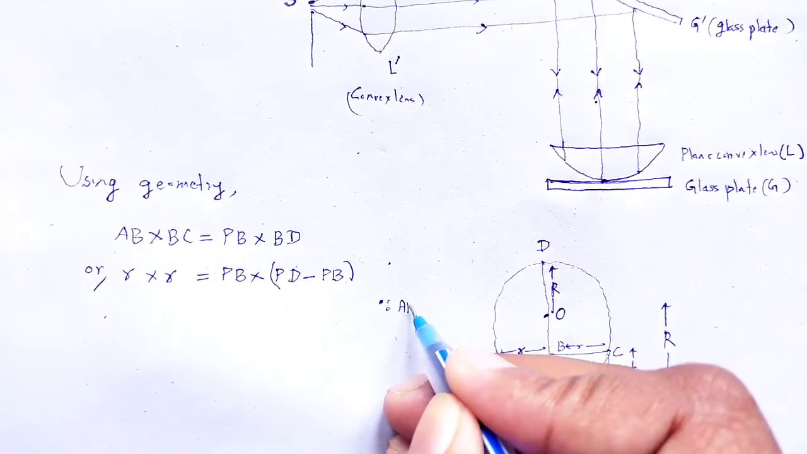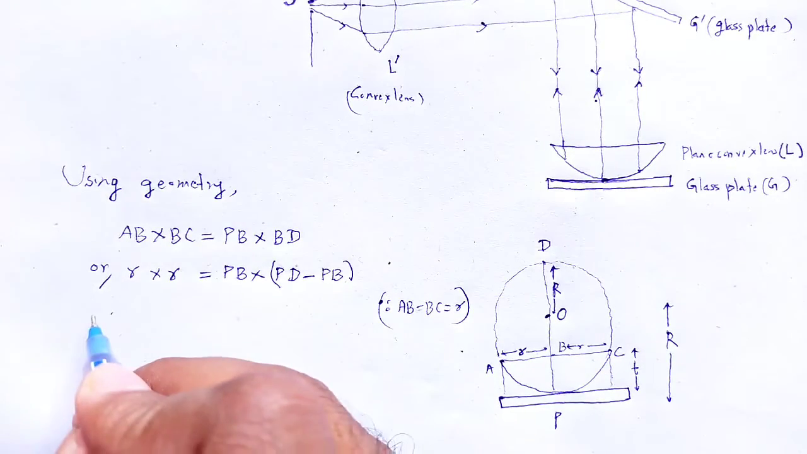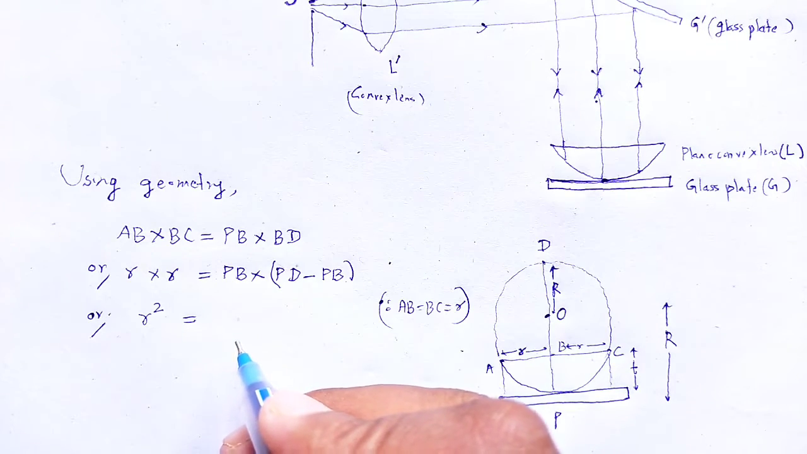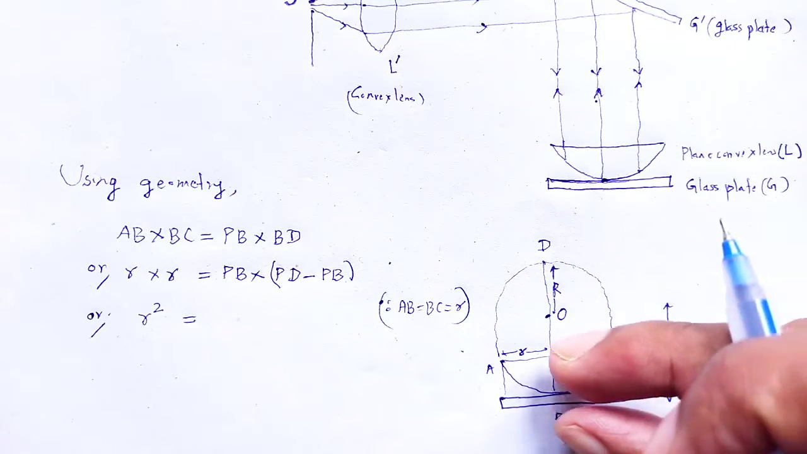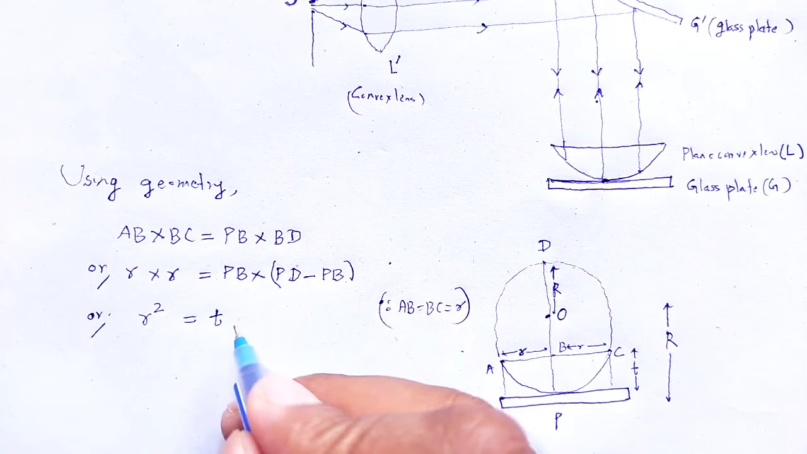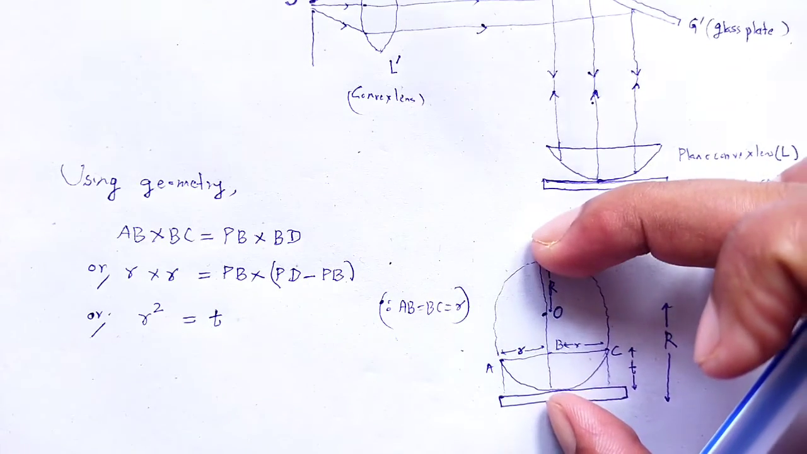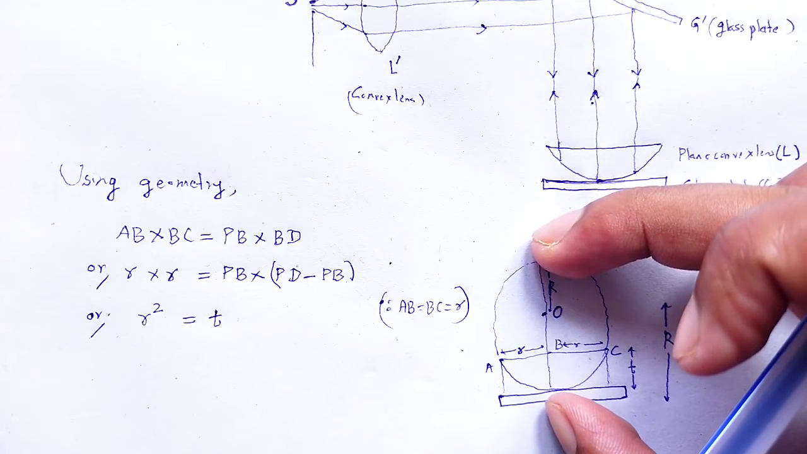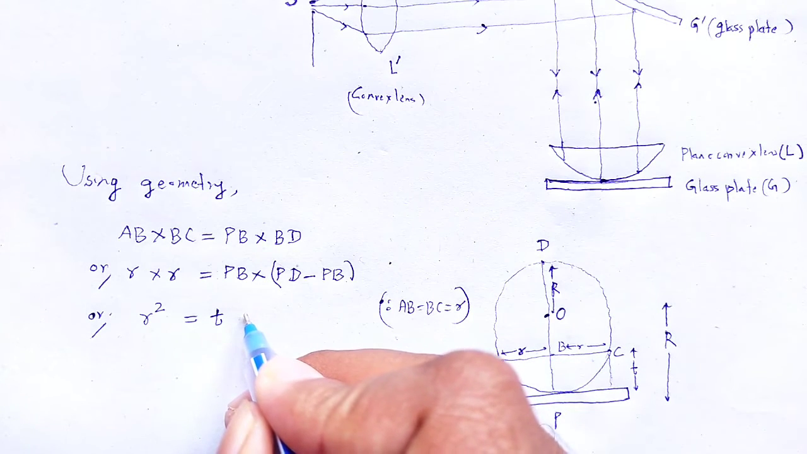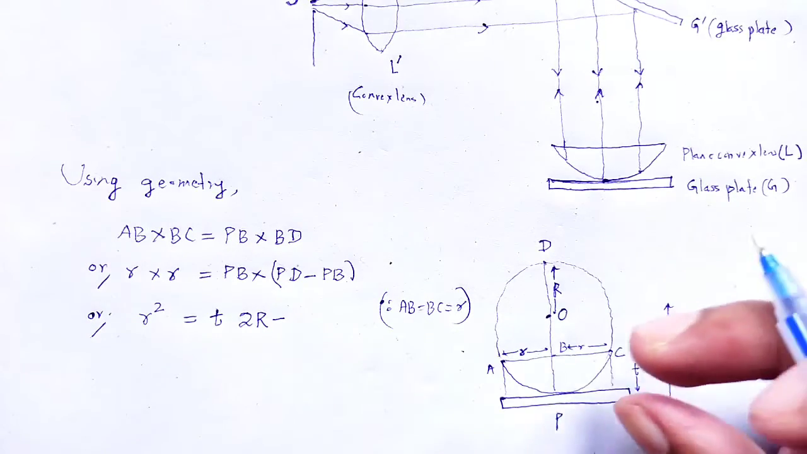Here we write AB is equal to BC is equal to R, or R square is equal to PB, that is the thickness T, into PD, that is 2 times the radius, which is 2R minus PB, T.